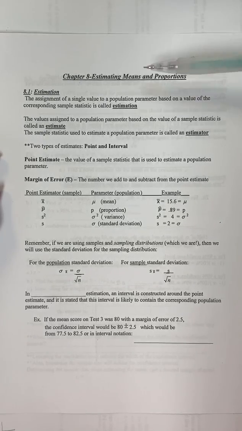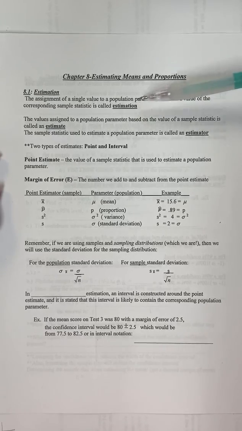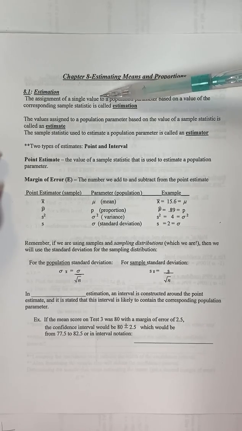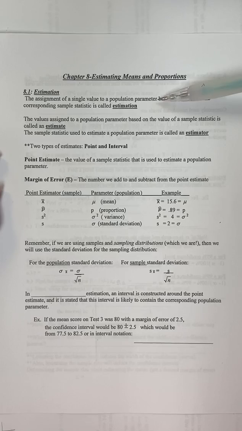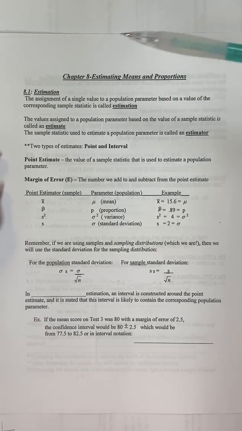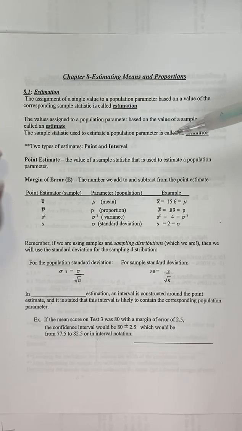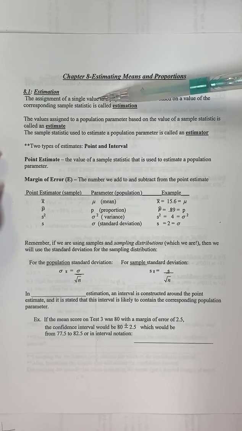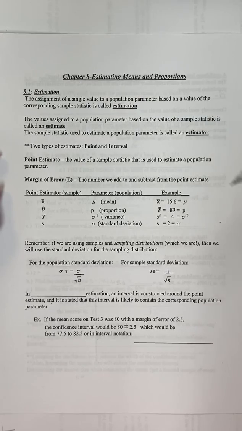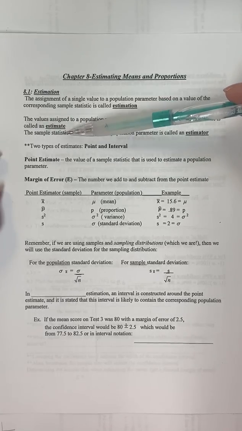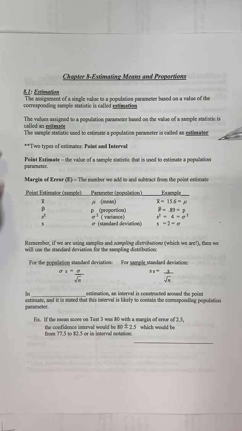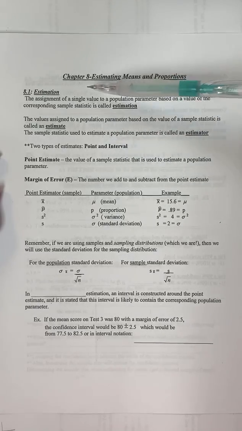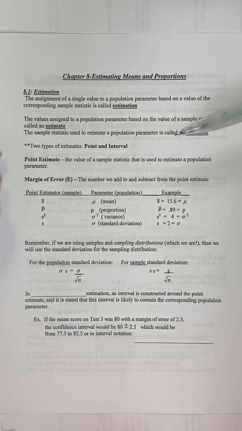So our first definition is basically what I just described, and it's estimation. It's the assignment of a single value, so maybe like X bar, to a population parameter, maybe mu, based on the value of the corresponding sample statistic. That's called estimation. Now, this value that we talked about up here, that's assigned to the population parameter based on that sample statistic, is called the estimate. And the sample statistic used to estimate a population parameter is the estimator.